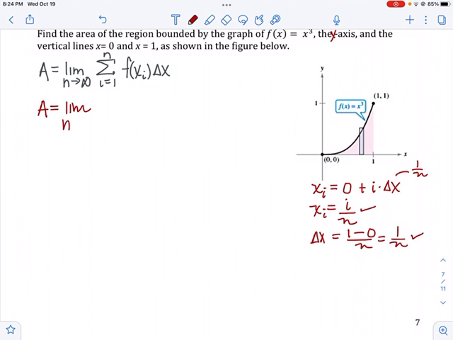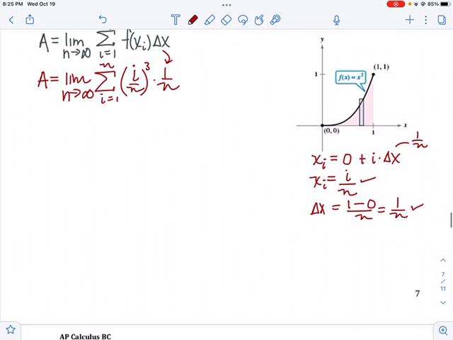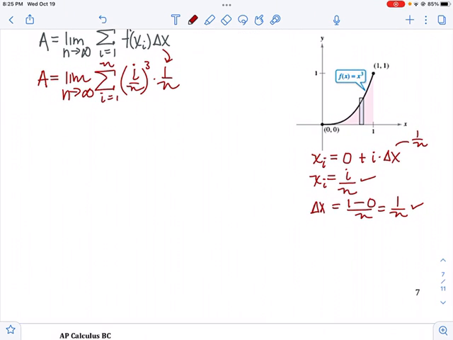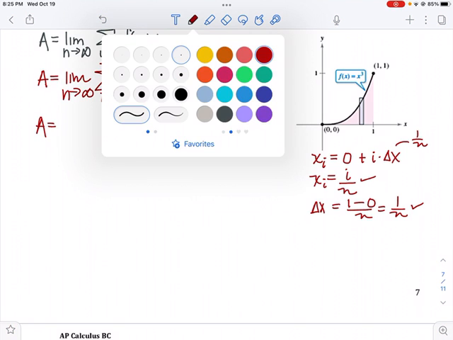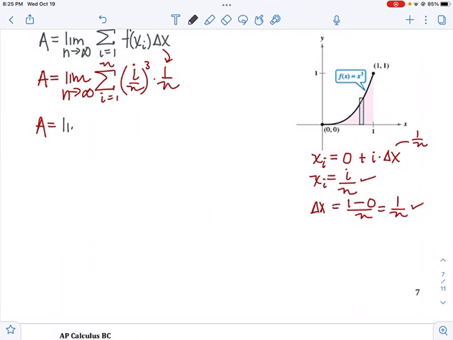Okay, so now we have my two components. Now I'm going to get the area is equal to the limit as n approaches infinity of the summation from i = 1 to n of f of my x sub i going in. My x sub i is i over n, and that's going to be cubed. So there's the function, and then times 1 over n, the delta x.